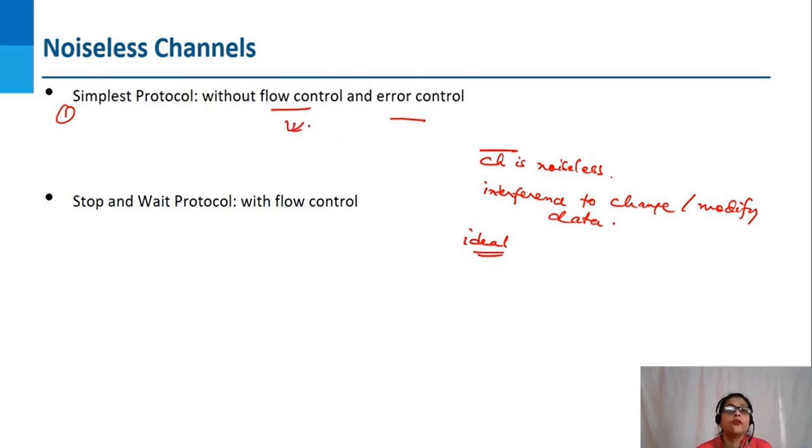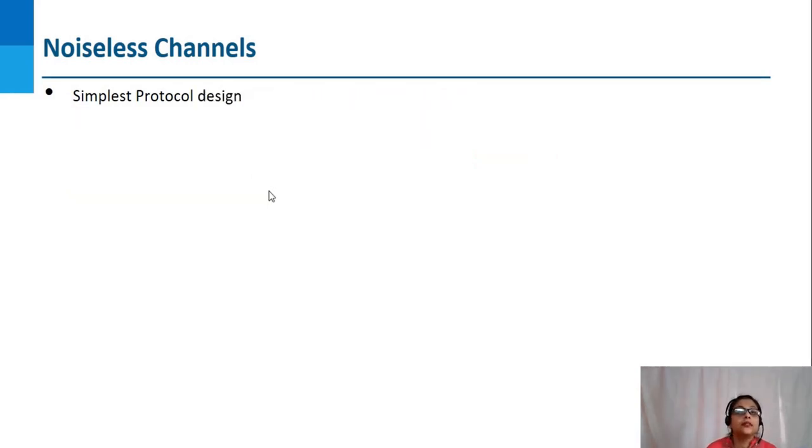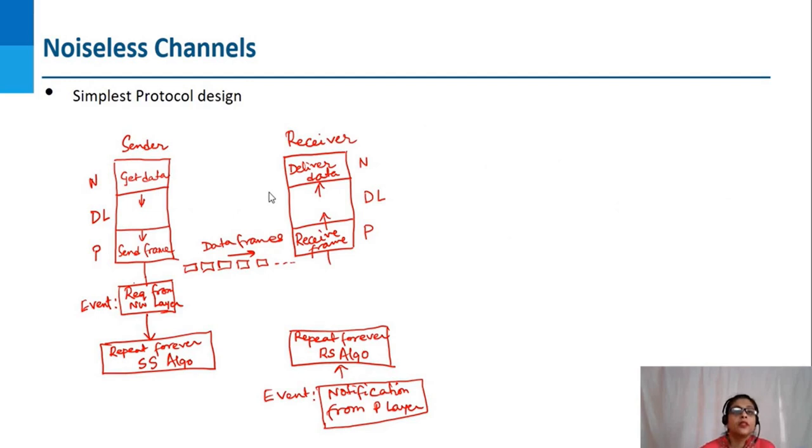So there is no need of flow control, and since there is no noise, there will not be any error in the transmitted data. The second one is a bit more sophisticated as compared to the simplest protocol, and this is called stop-and-wait protocol. This has the flow control mechanism, but without any error control. So let us look at the simplest protocol design.